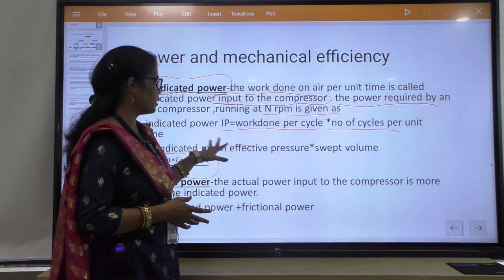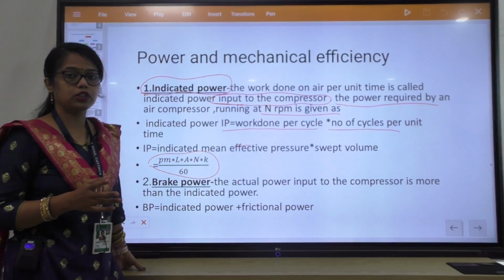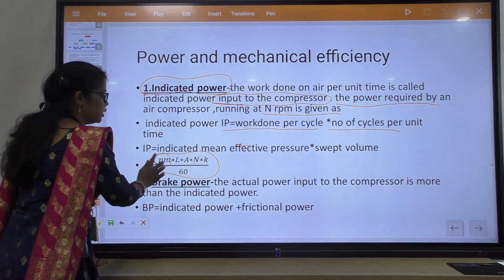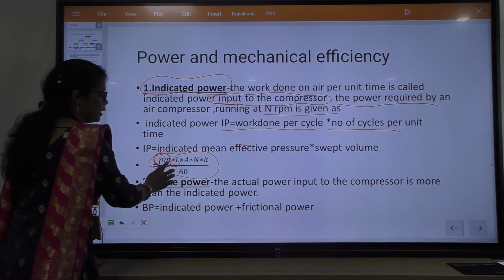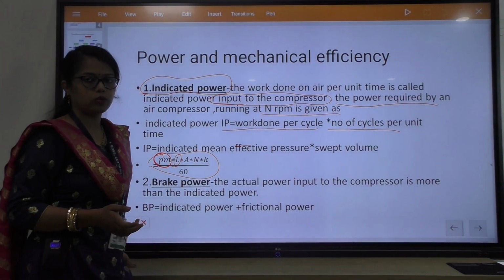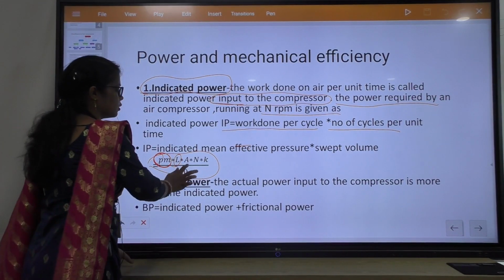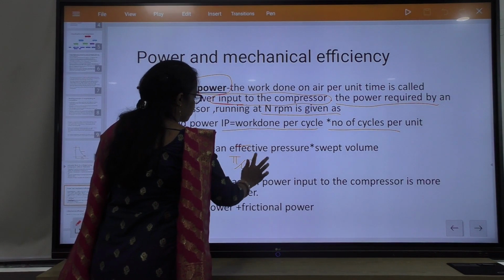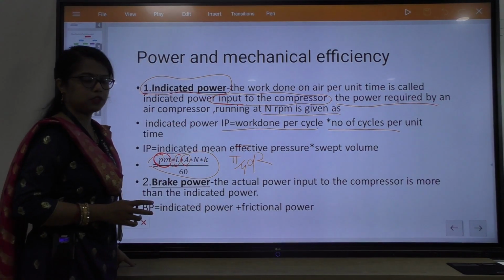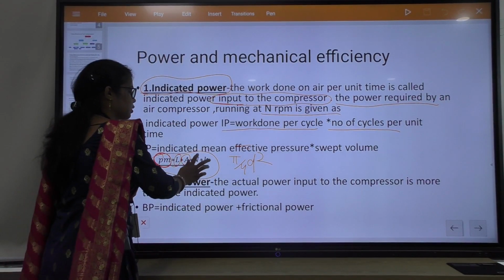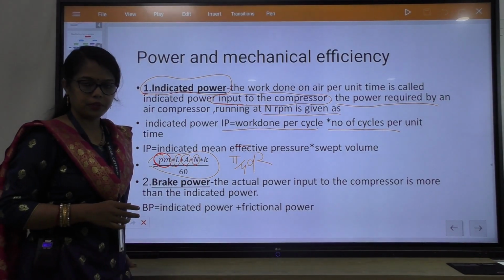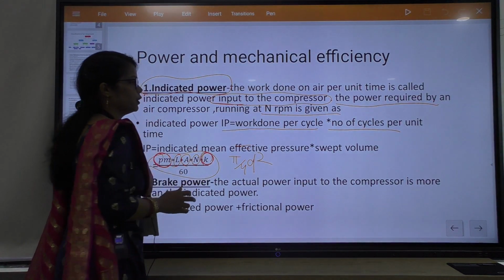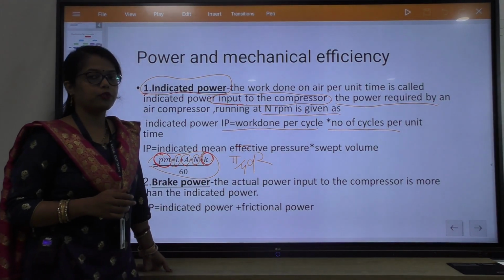And how will you find out the amount of work done on the air? That is Pm. Pm is the mean effective pressure, then L is the stroke length, I told you in the previous class, then A is the area of the cylinder, that is pi by 4 d square, where d is the diameter of the cylinder. Then N is the number of revolutions per minute, RPM, then K. What is the K value? K is the number of inductions.